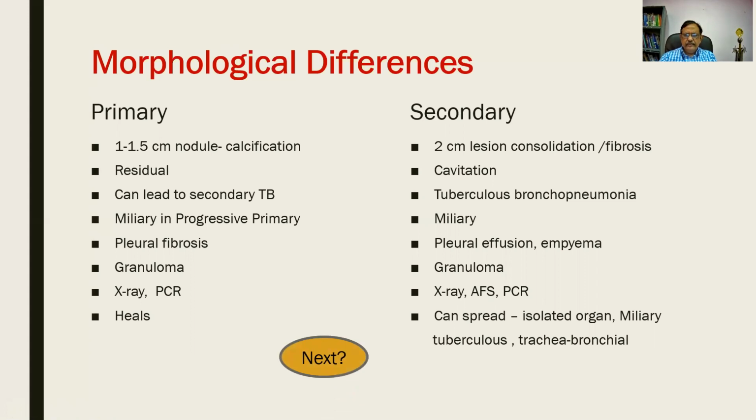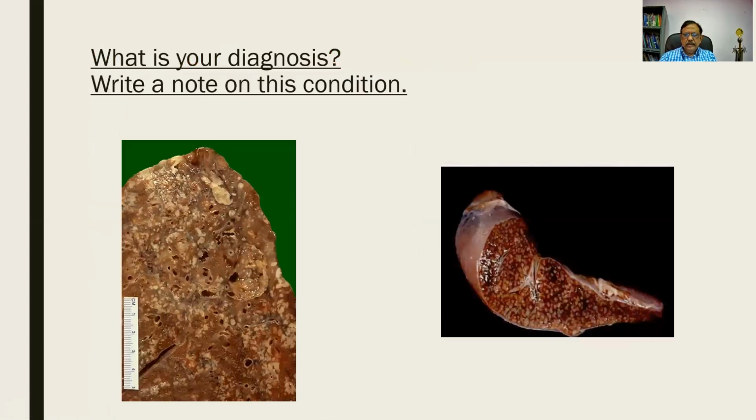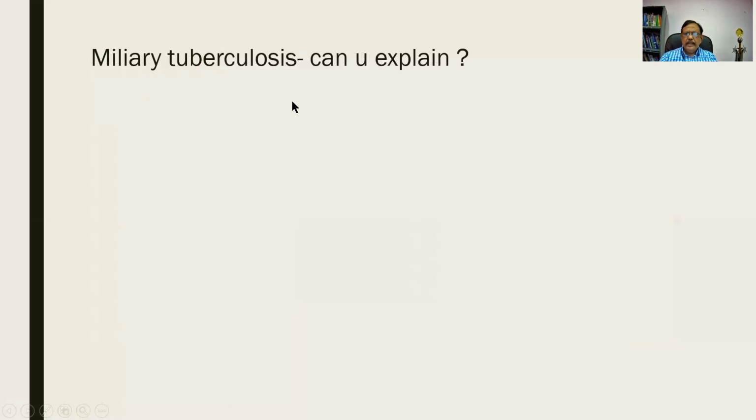So what next? Look at these pictures. I would like you to make a diagnosis. Find out the organs. What is your diagnosis? So this is a specimen of a lung and this is a spleen. And in both I am finding multiple dot-like structures, multiple small spots throughout the surface. Here also, it is there throughout the cut surface. So what is your diagnosis? Miliary tuberculosis.